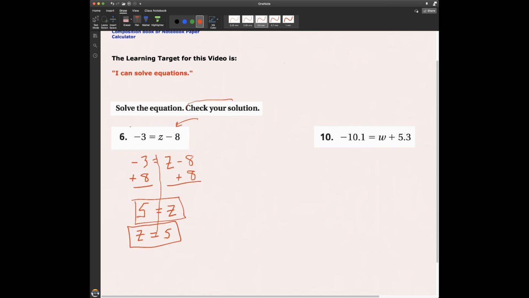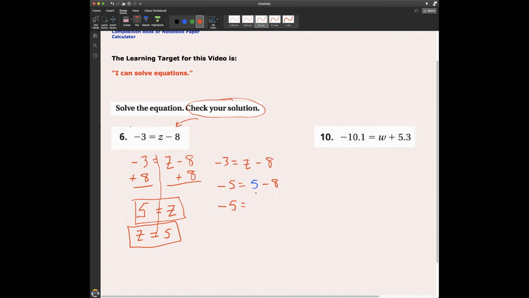Now we have to check our solution. So we have to check to make sure that our answer is correct. And what do we do when we're checking our answers? We write the problem down again. Z minus 8. And we substitute. We know z equals 5. So we want to know what happens when I put the number 5 in here. 5 minus 8. I substitute. And on this side of the equation, I still have negative 5.